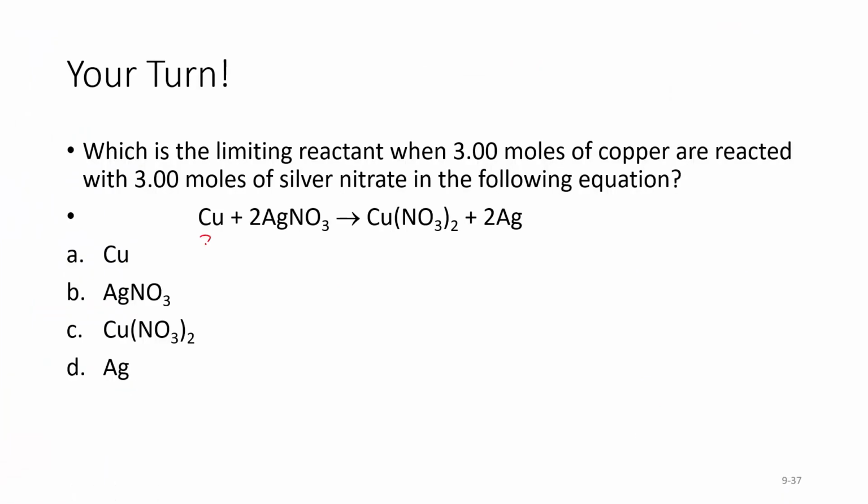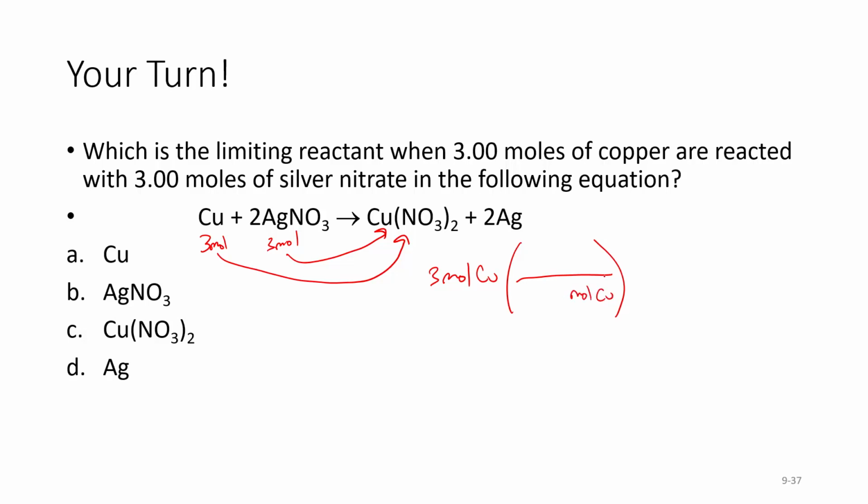So again, we have 3 moles, 3 moles, and now I'm going to convert both of them to this one. 3 moles of copper to moles of copper nitrate. This is our mole to mole ratio. We're going to use coefficients. This is 1 to 1, and that equals 3 moles of copper nitrate.